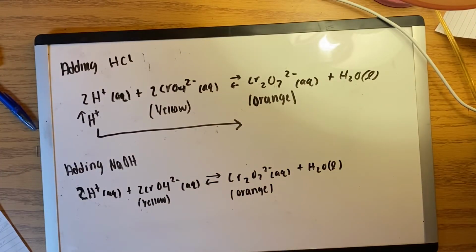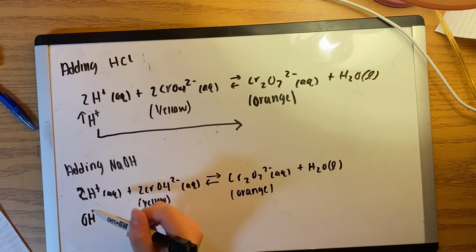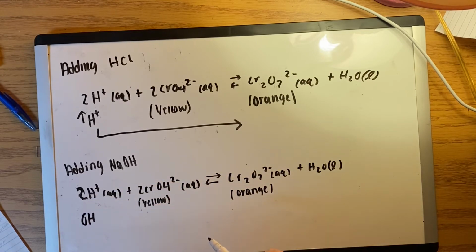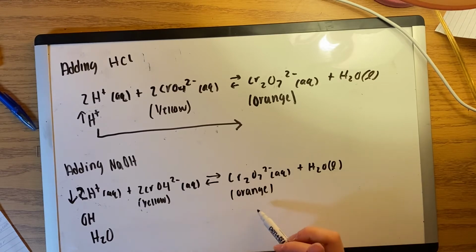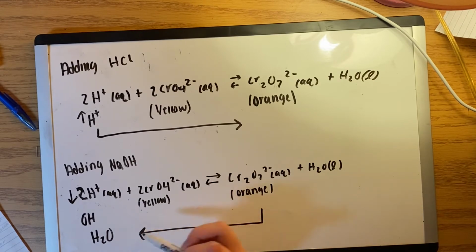Now, NaOH is considered a strong base. When NaOH was added, the OH minus ions from NaOH reacted with the H plus ions, and this neutralized the reaction, essentially forming water. Therefore, the concentration of the H plus ions decreased, and to make up for the loss of these H plus ions, the reaction will shift more towards the left, towards chromate.